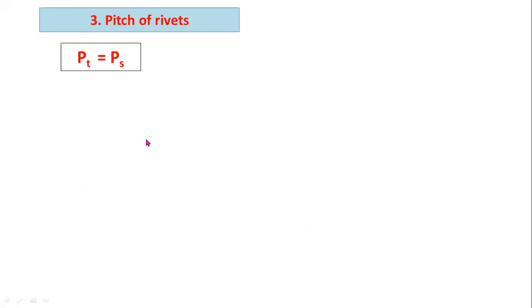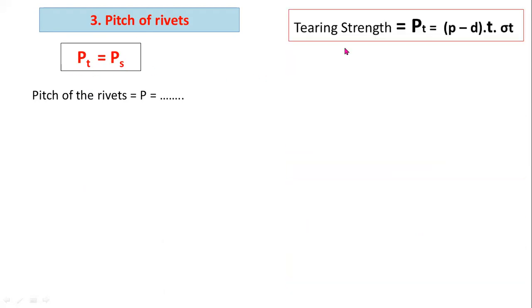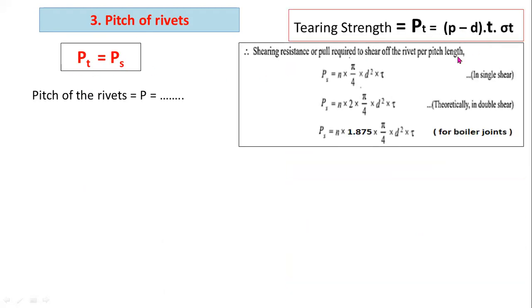For determining the pitch of the rivets, you have to equate these two equations. From these two equations, you can get the value of pitch of rivets. PS is the shearing strength, PT is the tearing strength.